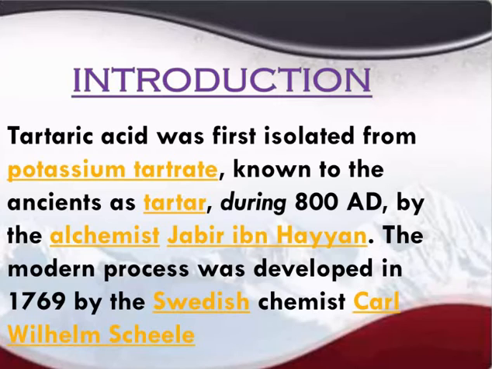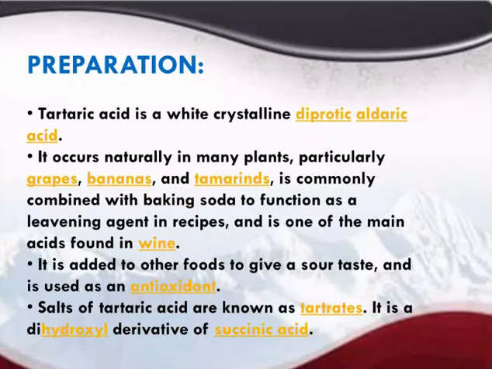Tartaric acid was first isolated from potassium tartrate, known to the ancients as tartar. During 1800 AD, by the alchemist Jabir ibn Hayyan, the modern process was developed in 1769 by the Swedish chemist Carl Wilhelm Scheele.